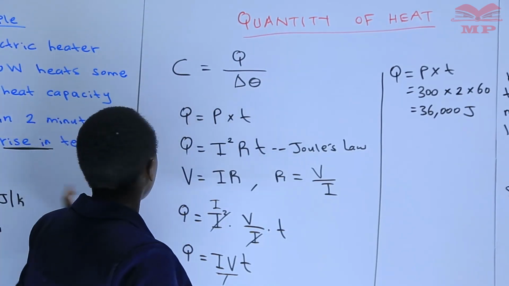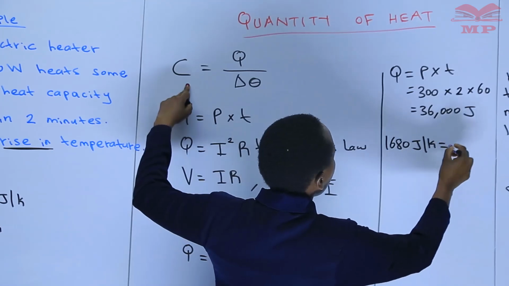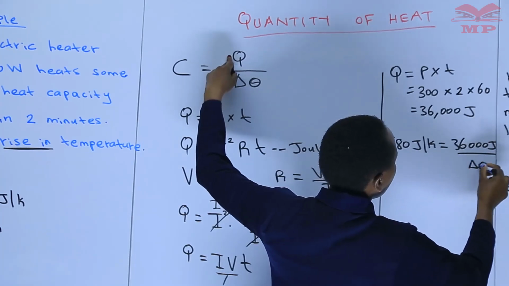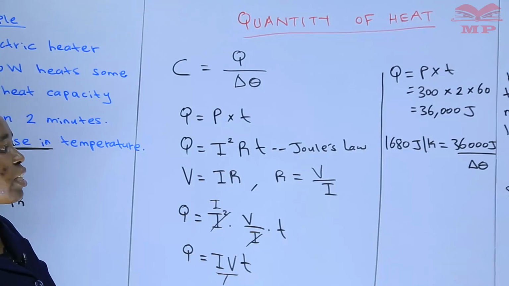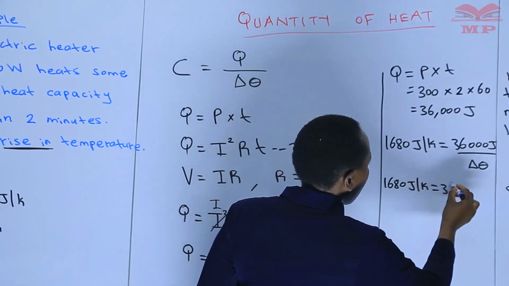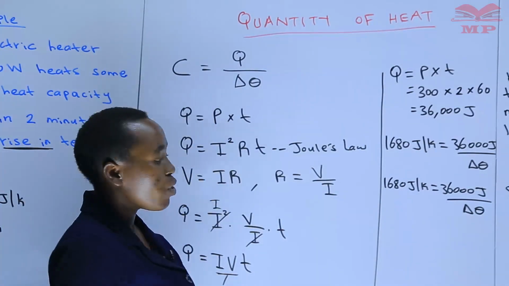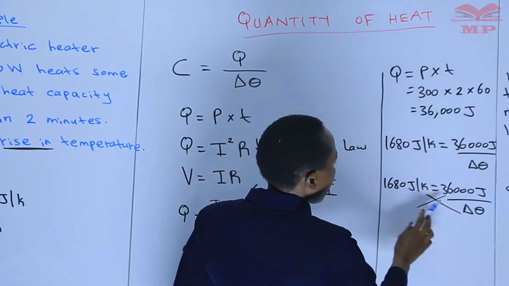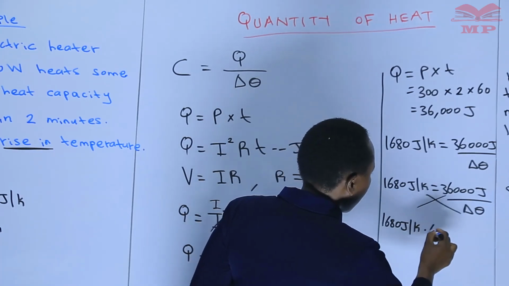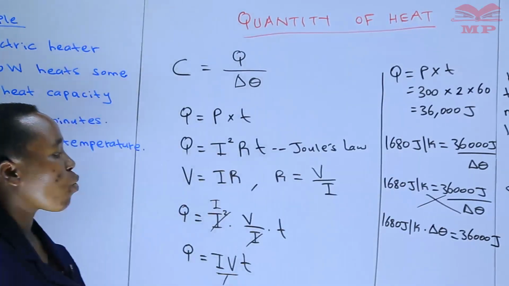So our heat capacity is given as 1680 joules per Kelvin, which is equal to our Q, which is 36,000 joules, divided by the change in temperature. So we still want to get that change in temperature. We can cross multiply so that we can get the value of the rise in temperature. So we are going to have 1680 joules per Kelvin, multiplied by the change in temperature, equal to 36,000 joules.